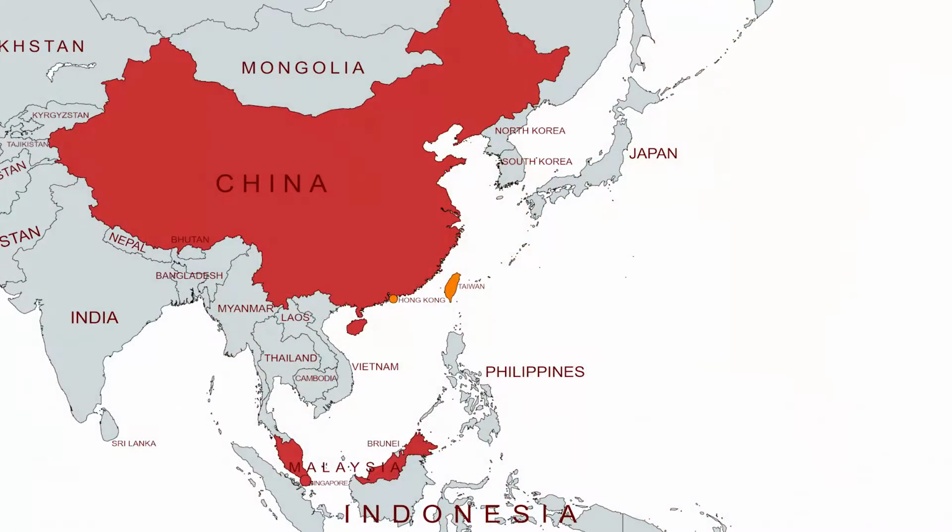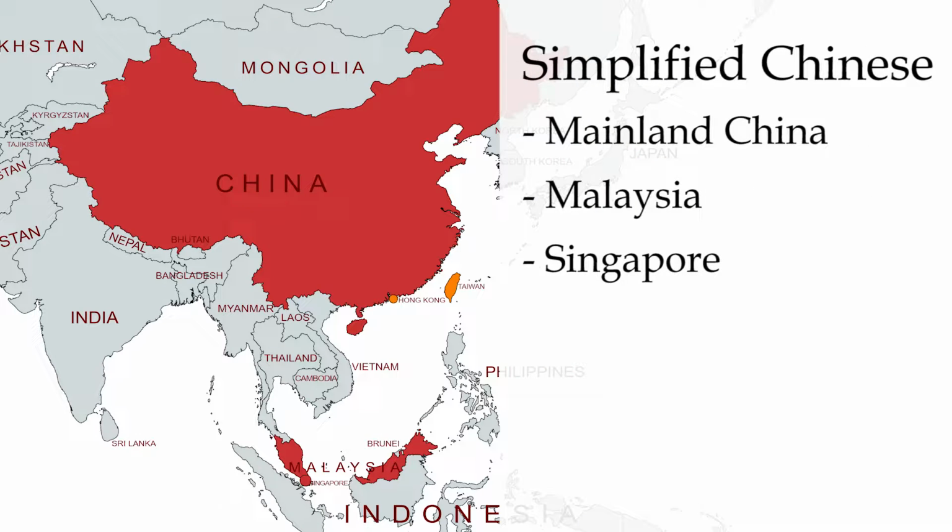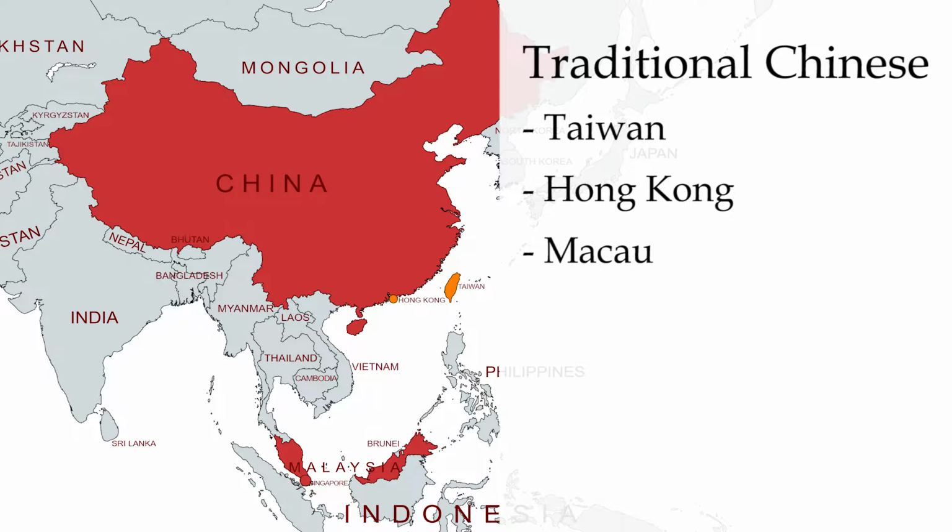In this video, we are going to be talking about Simplified Chinese versus Traditional Chinese. I'll be talking about the facts and my own personal opinion about this. First of all, let's take a look at where they are used. Simplified Chinese is used on mainland China, Malaysia, and Singapore mainly. Meanwhile, Traditional Chinese is used on Taiwan, Hong Kong, and Macau.